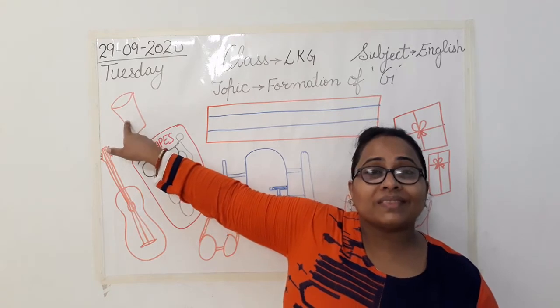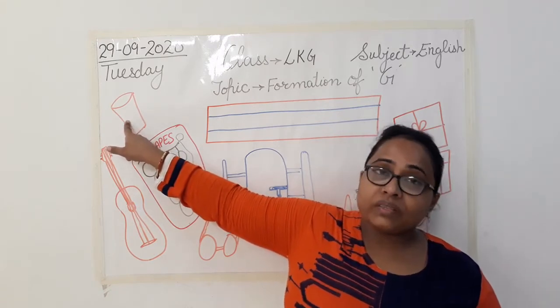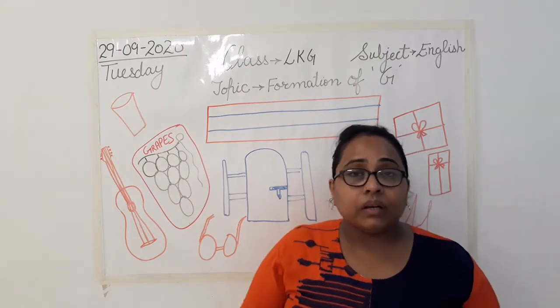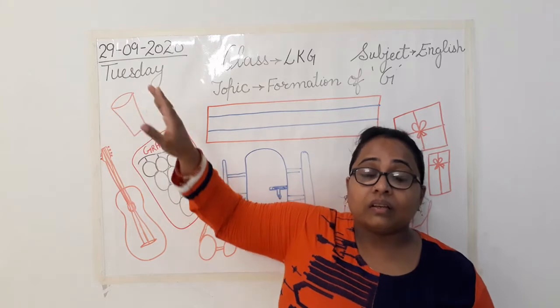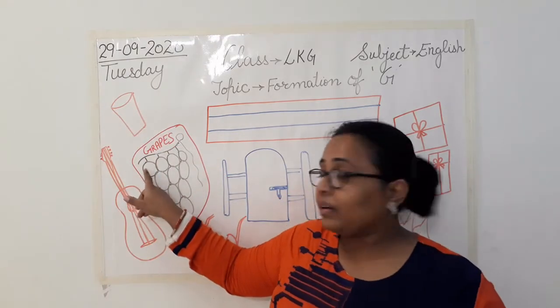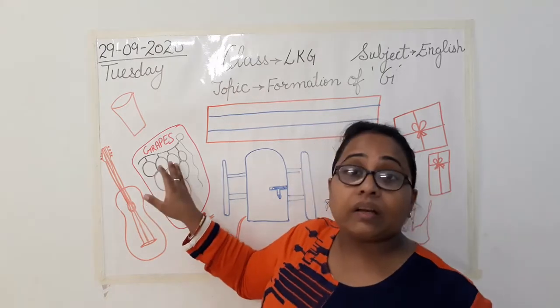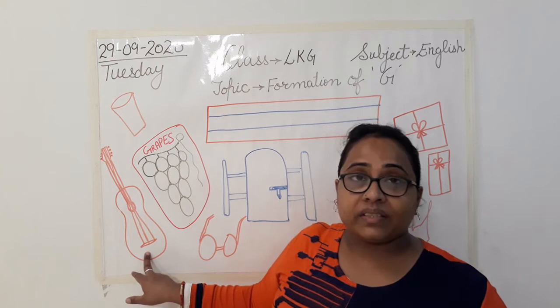Okay. So when you want to drink water, either we drink water from a bottle or we use a, what is this? Glass. So you all know what is a glass? A tumbler, a glass. So glass. Guitar. Grapes. Grapes. Guitar. Isn't it?